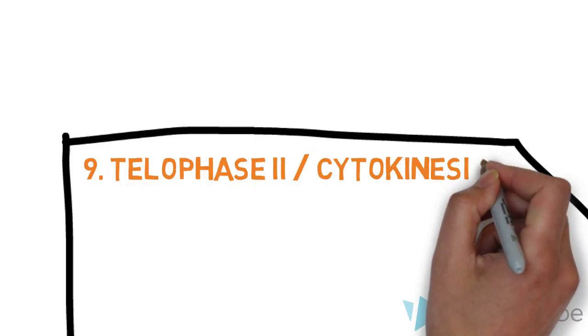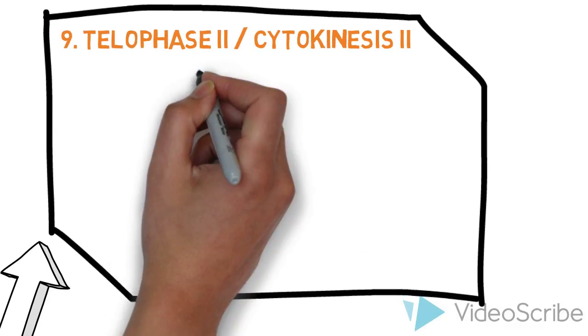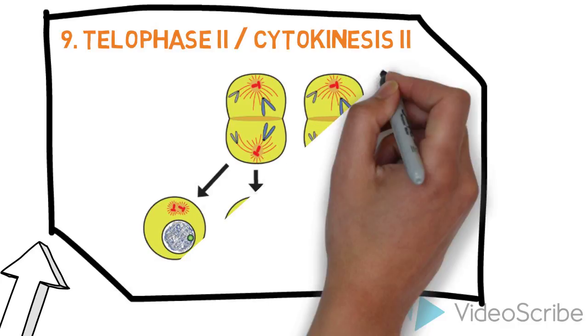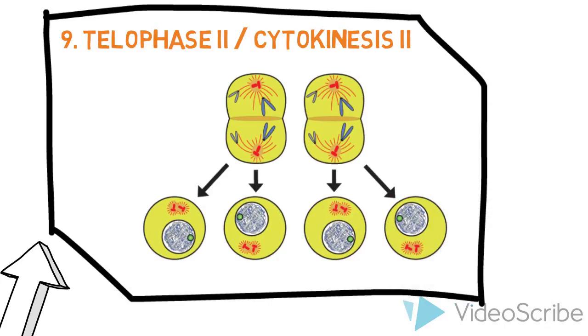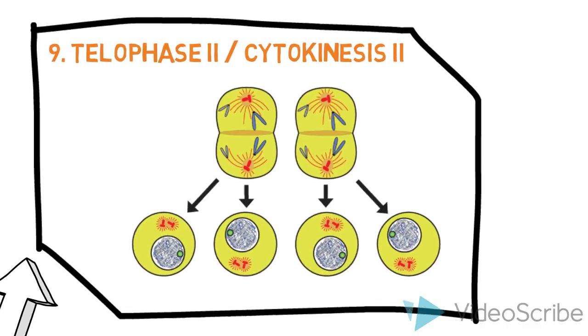In telophase 2 and cytokinesis 2, the sister chromatids arrive at the opposite poles and nuclear envelopes reappear. In cytokinesis 2, the cells split again. At the end of meiosis, you get 4 gametes that have half of the normal amount of chromosomes.